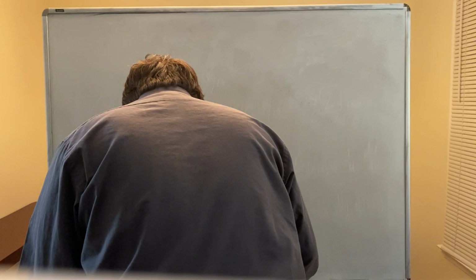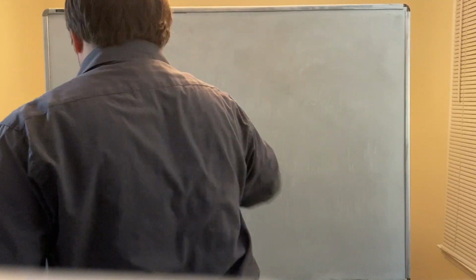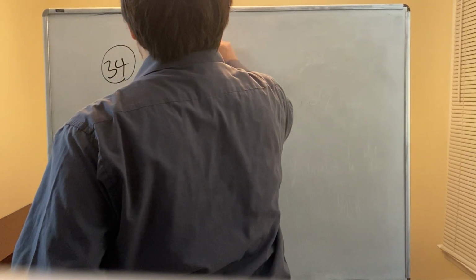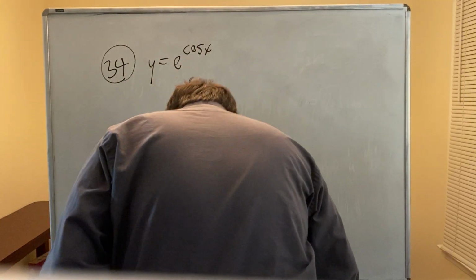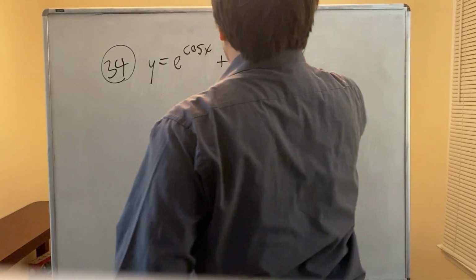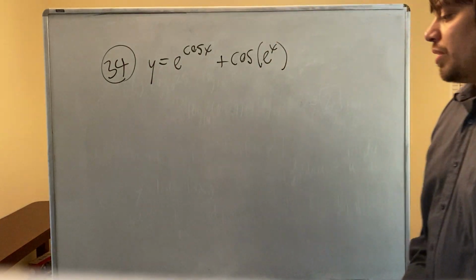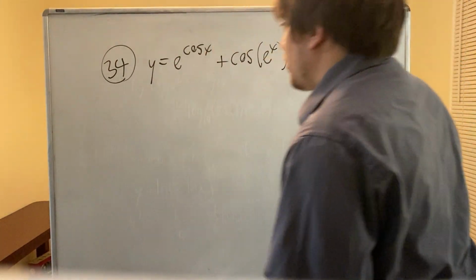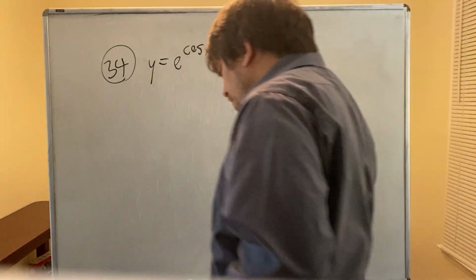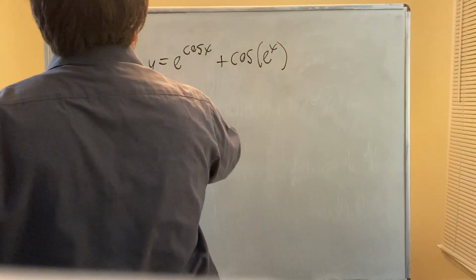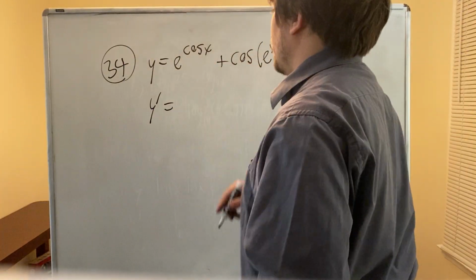Okay, so differentiating another function. Let's do number 34. So 34, y is equal to e to the cosine x plus cosine of e to the x. Okay, so we want to differentiate this function, find y prime. Okay, so y prime is equal to derivative of this plus derivative of that.